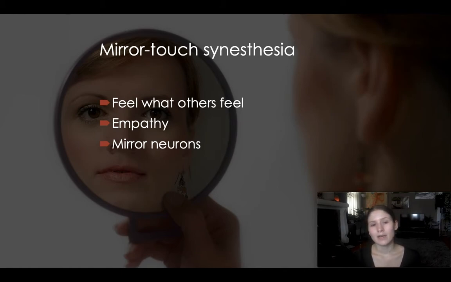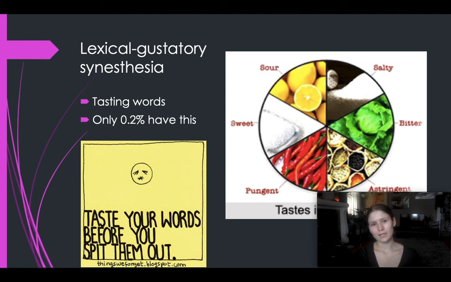All right, and these people have more empathy than usual, and they say that mirror neurons are also connected to this type of synesthesia. Okay, lexical gustatory synesthesia, tasting words, basically. Lexical being words, gustatory meaning sensation of taste. Only about 0.2% of the population has this, but maybe my name, Makai, tastes like lemons, or Sarah's name might taste like cherries.